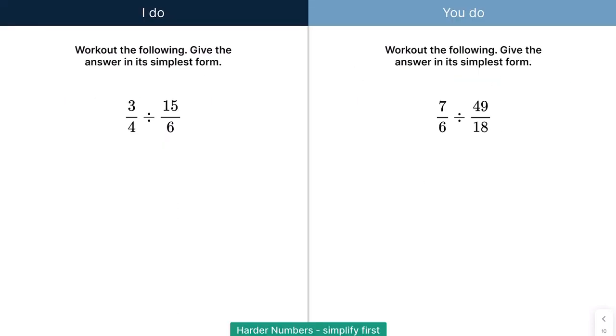Now moving on, we are looking at harder numbers. So now with this one, again, you will still use KCF, but there'll be one extra thing we can do to make life easier. So we have 3 over 4. Change the sign and flip this.